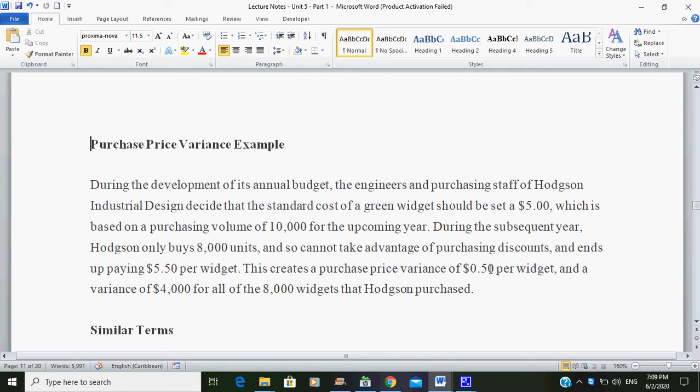Alright. Similar terms now. The purchase price variance is also known as what? Material variance. Material price variance. Alright. Remember those things, please.